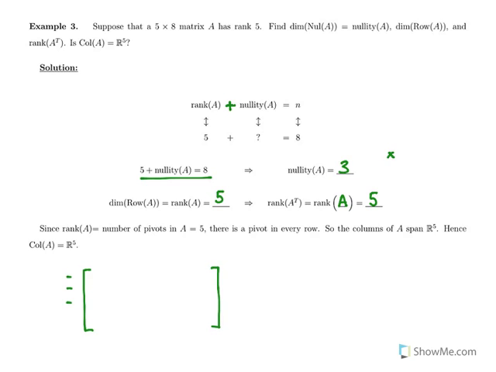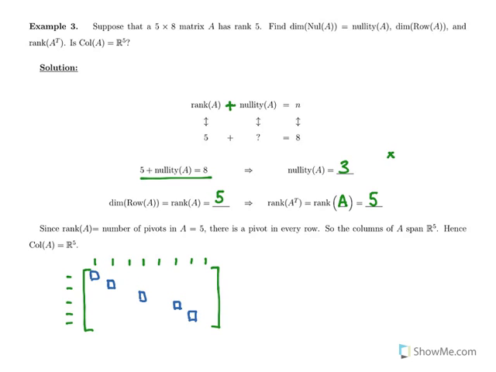So we have 5 equations, 8 unknowns. There has to be 5 pivots, which means that there is a pivot in every row. Not in every column, but in every row. Therefore, the columns of A have to span all of R5. And hence, the column space of A is equal to R5.